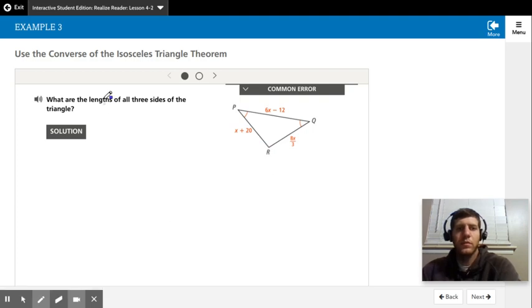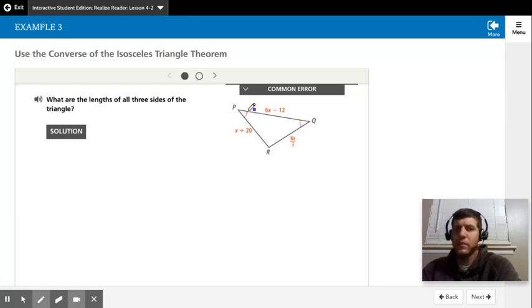Example 3 wants us to use the converse of the isosceles triangle theorem. So the converse said if you had two angles that were congruent in an isosceles triangle, then the sides opposite those angles are going to also be congruent. So the side opposite of angle P, right?